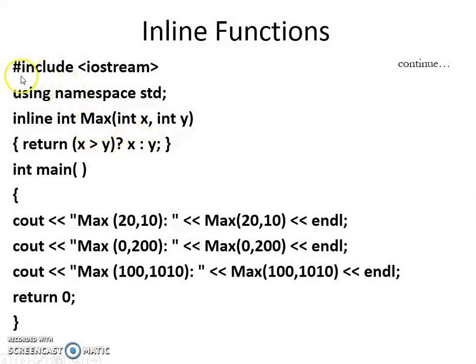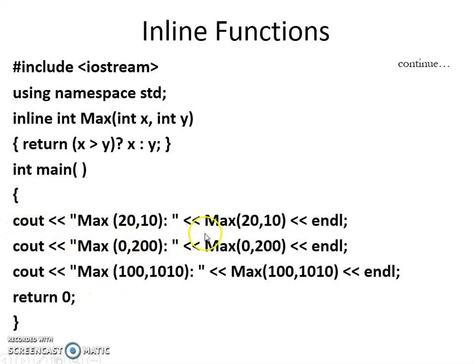Let us see one example. Here you can see that a function is defined, which is max. We have used the inline keyword to make it inline. The only difference is that you have to prepend the inline keyword in the function definition. Here we have used a conditional operator which will return the greater number. And in the main program we have called this function 3 times. Each time we are passing different arguments and we will print the maximum among those two numbers.